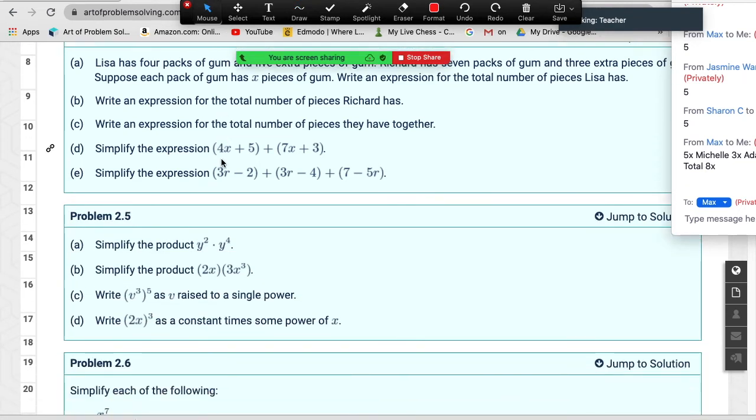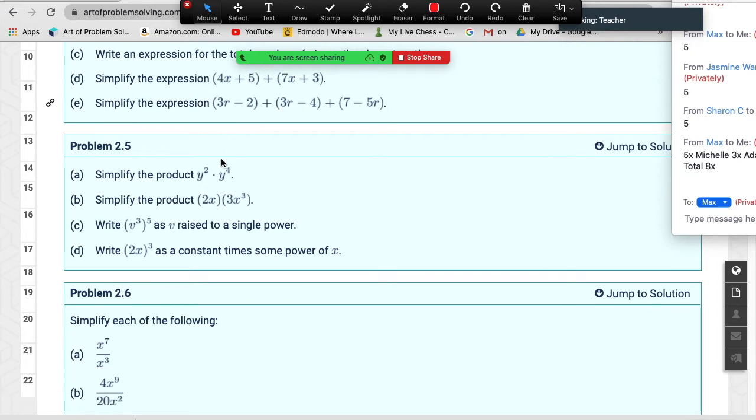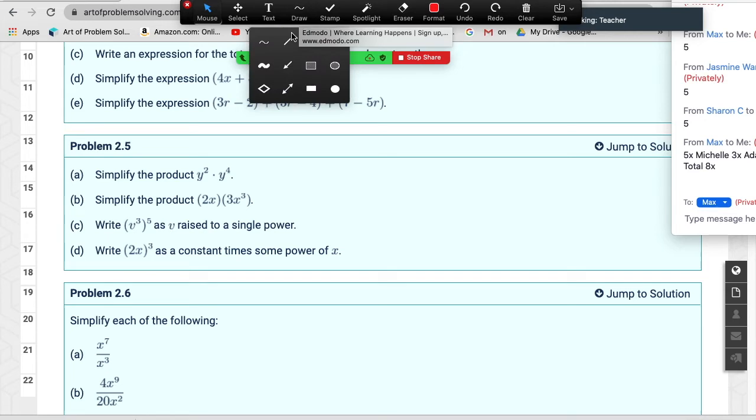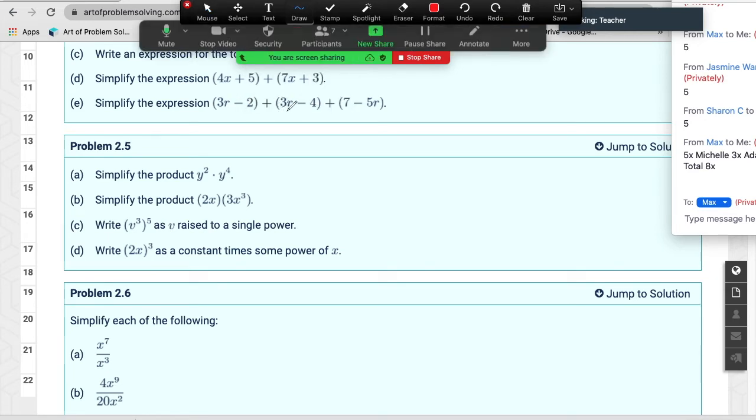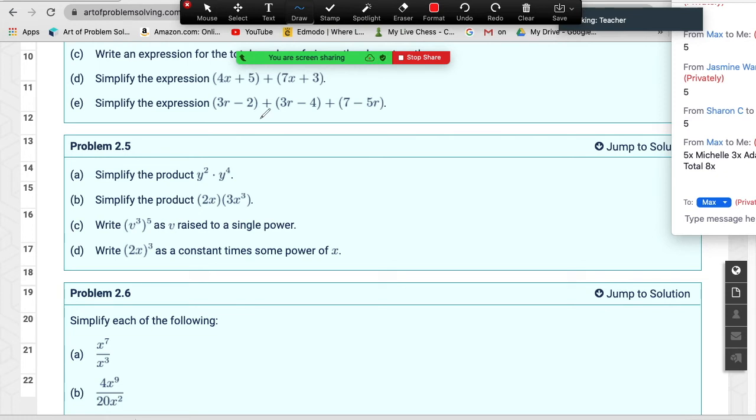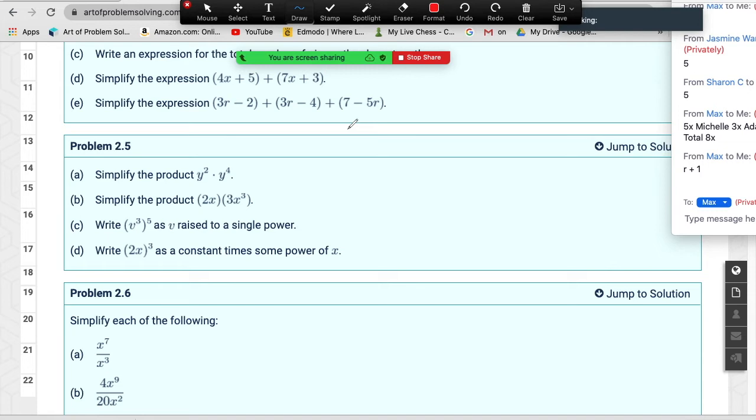Now let's go to E. They give you a different expression, then they ask you to simplify. Everybody do this and send me your answer. Say if you did it right. This one: 3r minus 2 plus 3r minus 4, then plus 7 minus 5r. Okay, Max got it correct. Edison got it correct. Who else?